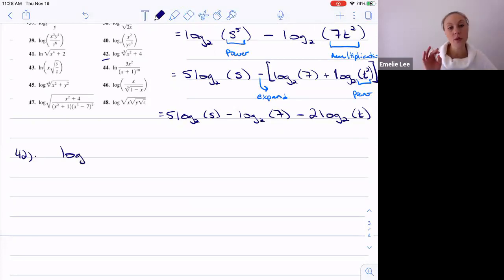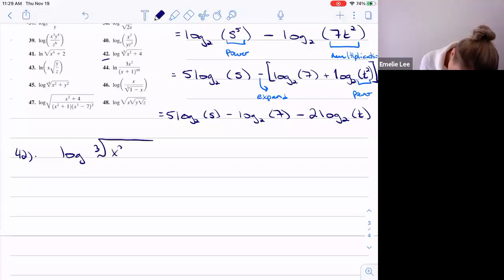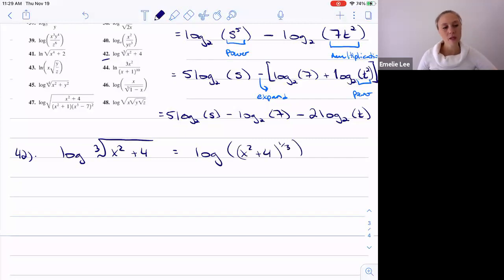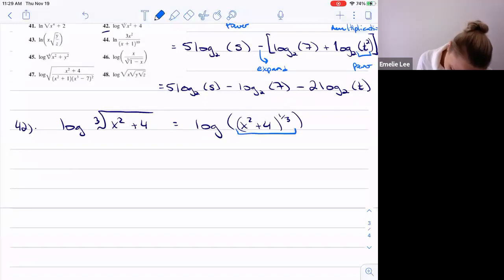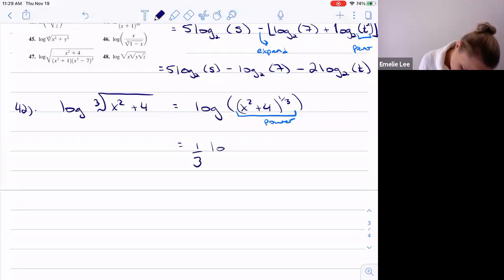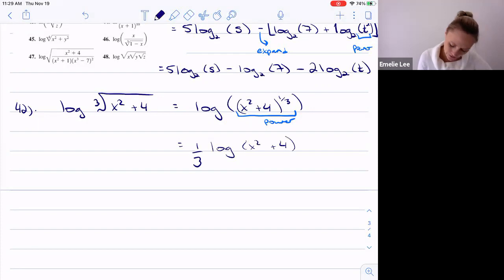42. I want to take the log, and when there's no base, it's base 10, the common log. The log of the third root of x squared plus 4 is the same as the log of x squared plus 4 to the 1 over 3. So often we'll have to rewrite our roots as powers, because now I've got this power that I can deal with, which is essentially law 3. So this becomes 1 over 3 times the log of x squared plus 4. We have to be careful, because in x squared plus 4 there's actually no multiplying or dividing. That's the only time that we can expand it. And so here we're done.